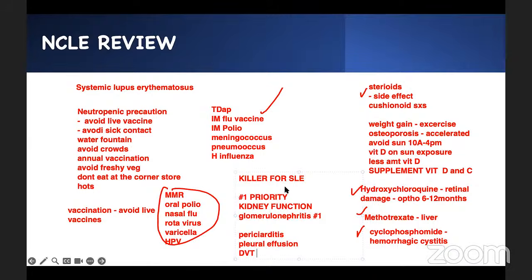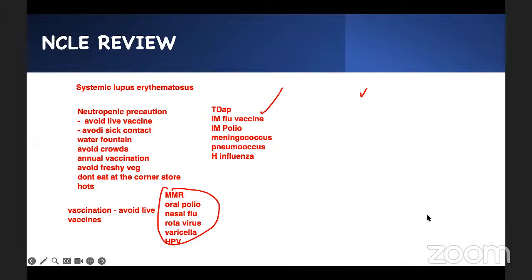You give them immunomodulators, steroids, cyclophosphamide, hydroxychloroquine, the side effects of these medications, methotrexate, and then things you should be teaching them not to do and what to do, like in terms of avoiding live vaccines. Apart from that, there are other things you can do too. You can teach them a few things, right? Avoid stress, right? Stress is number one that will trigger them. You should avoid stress as much as possible.